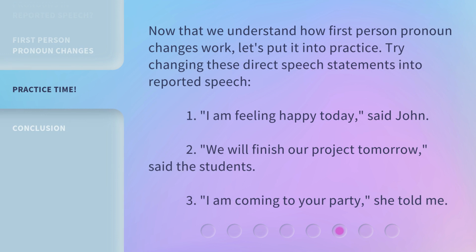Now that we understand how first-person pronoun changes work, let's put it into practice. Try changing these direct speech statements into reported speech. 1. "I am feeling happy today," said John. 2. "We will finish our project tomorrow," said the students. 3. "I am coming to your party," she told me.